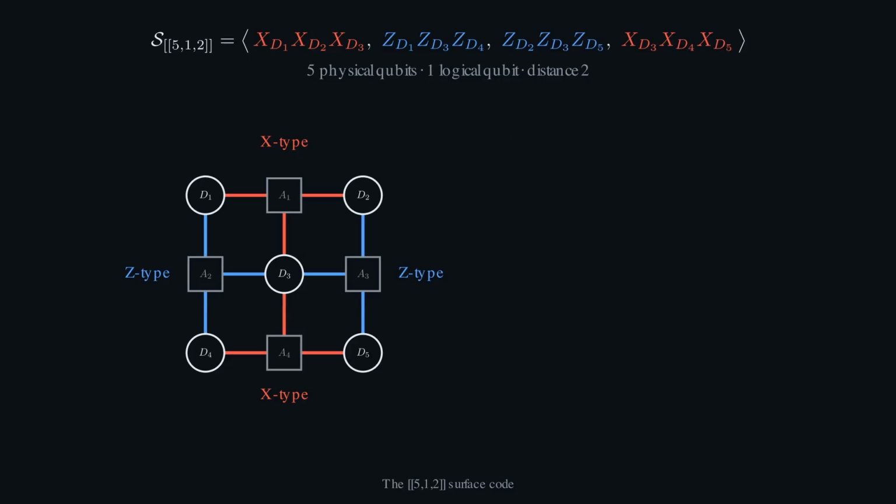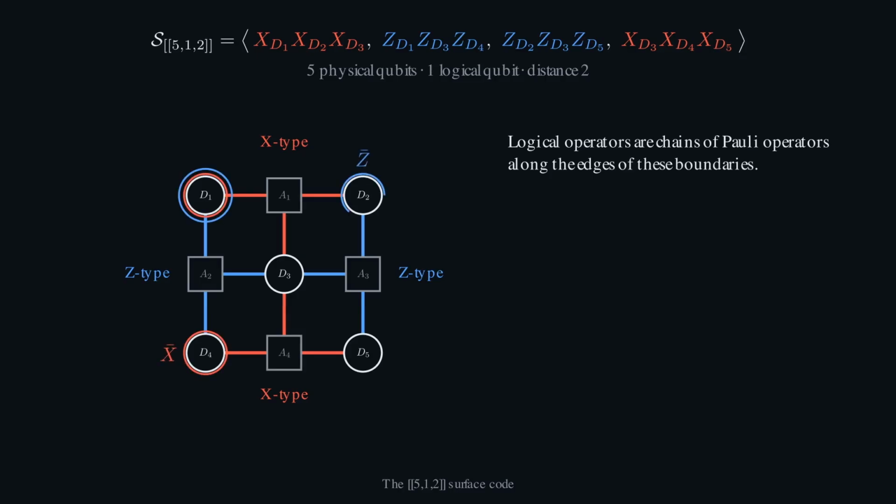Now, if you look at the qubits on the boundary of this 512 code, you'll see that the top and bottom boundaries are red, and the left and right boundaries are blue. These are considered different types of boundaries. These boundaries actually have a lot to do with the logical operators of the surface code. The logical operators of the surface code can be defined as chains of Pauli operators along the edges of these boundaries. For example, X on 1, X on 4, that happens to correspond to a logical operator because it commutes with all of the stabilizers in the stabilizer group.